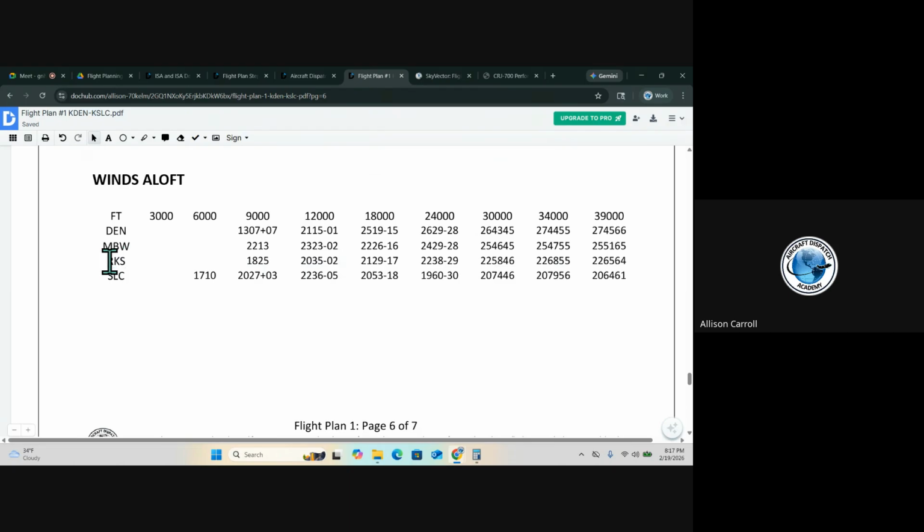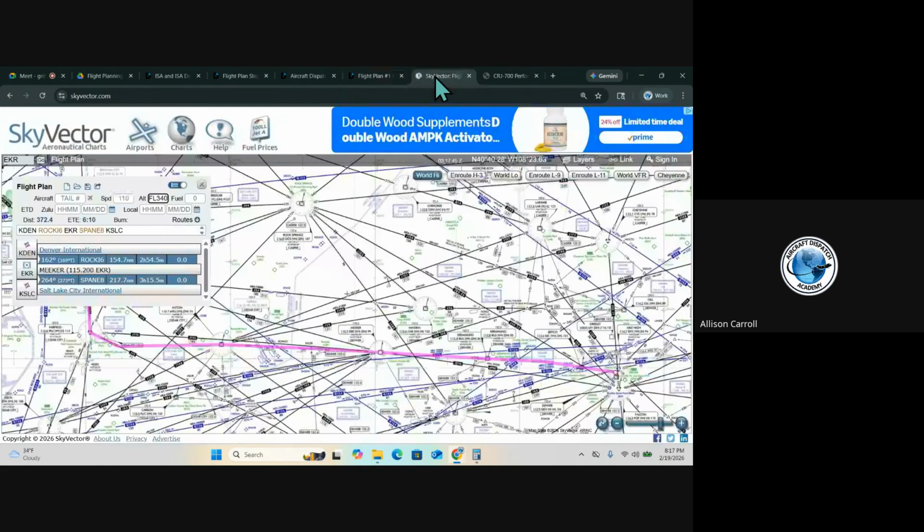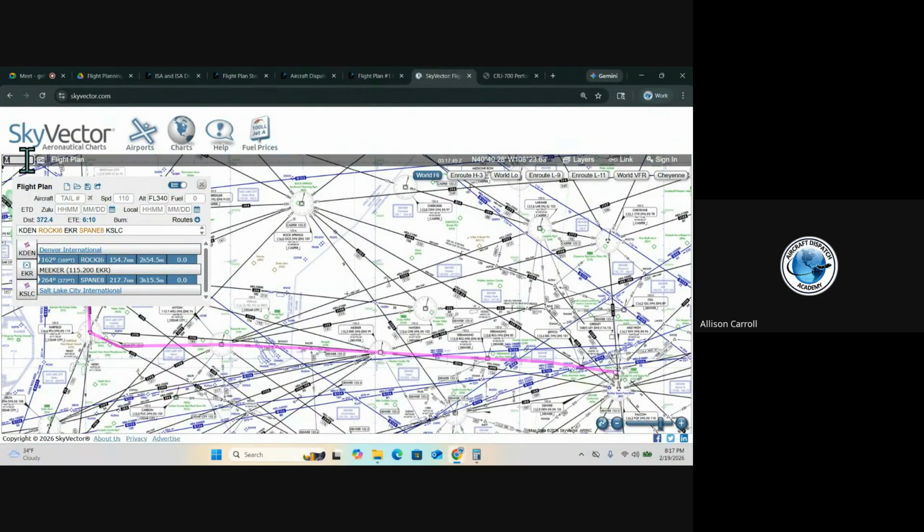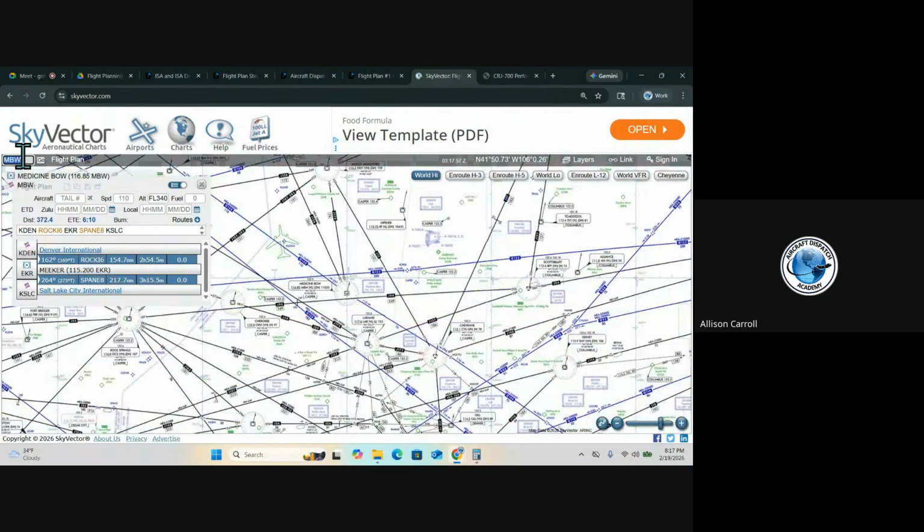And after that, we can look and see where RKS, or Rock Springs, is. We're going to pick the one that makes the most sense. Pick the closest one to that portion of the route. So MBW, remember this search bar over here in the top left corner, and this tiny little plus sign right here, it's going to center on Medicine Bow. All right, Medicine Bow is right here.